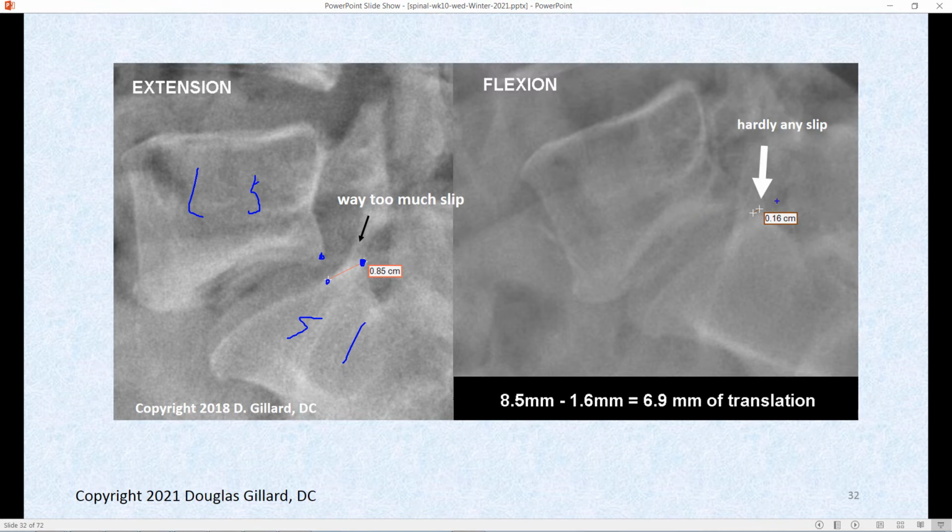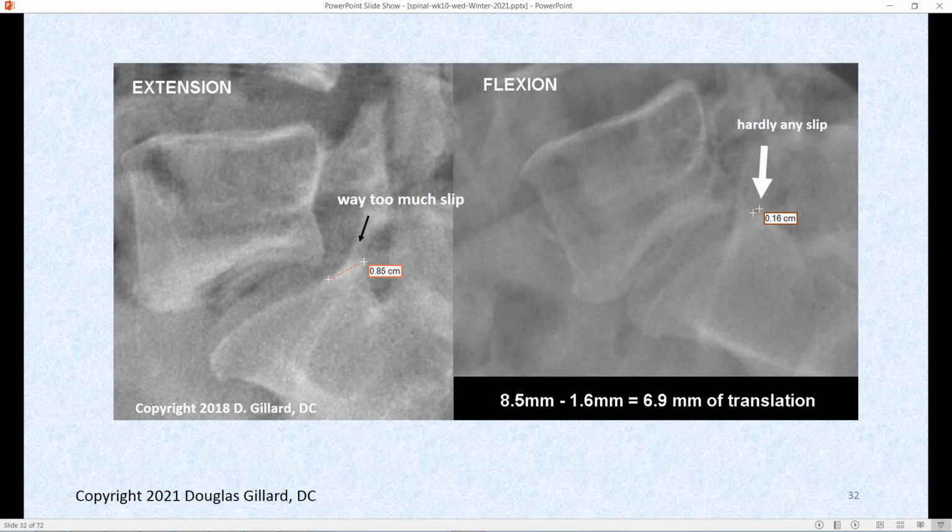And so we have to subtract those two to get the bottom line. I want to know how much she is slipping and sliding, from here to here. So we need to do a little math. 8.5 minus 1.6. So about 7 millimeters of anterior sagittal translation, or translational instability, or excursion is actually the name for that. And that's no good. That's a crazy amount.